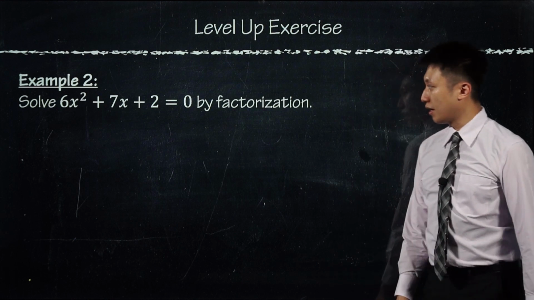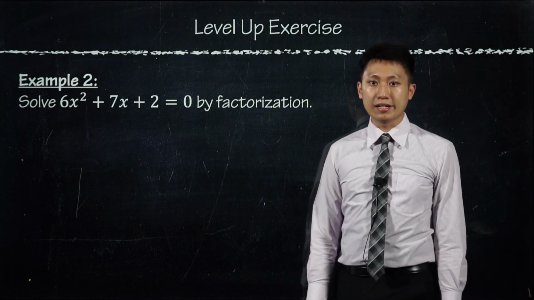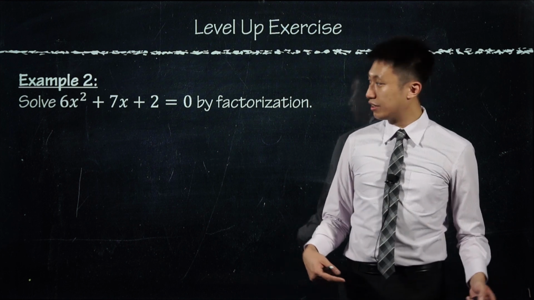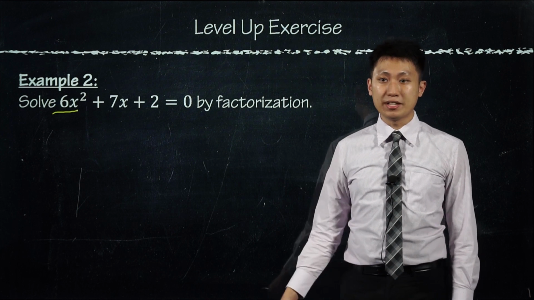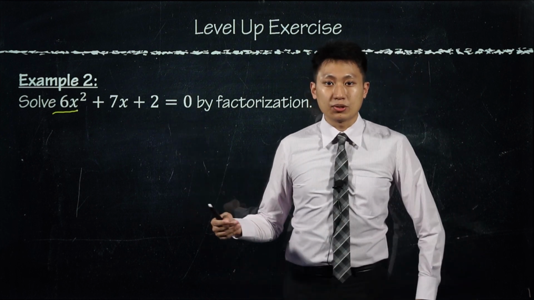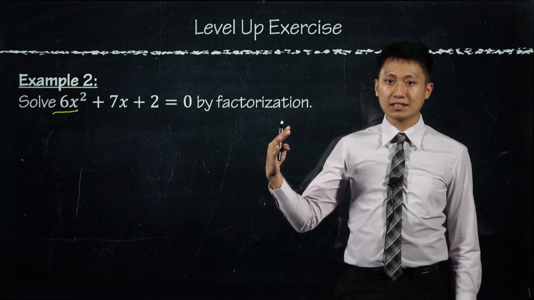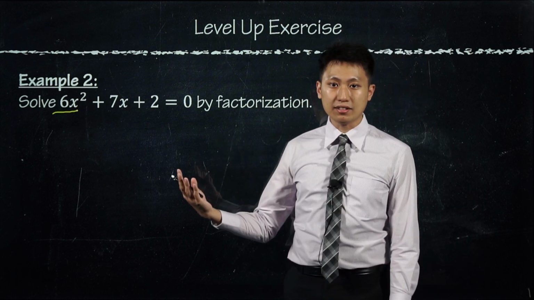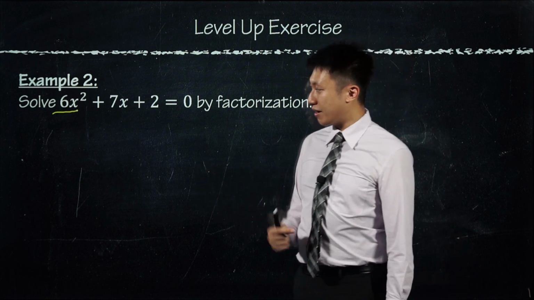Solve this by factorization. So what is the difficulty here compared to the previous one? Previous one we have only x squared, so the combination is only x and x. Now here it's 6x squared. There are a lot of combinations. It can be 6x times x. It can be 3x times 2x, and so on. So let's try for this one.